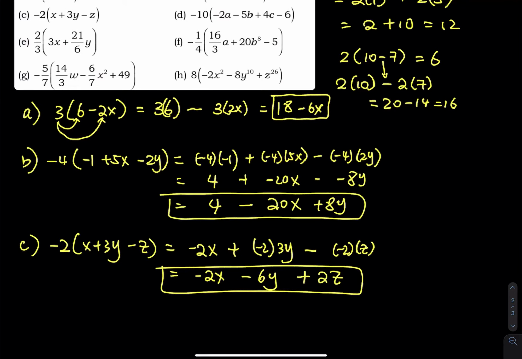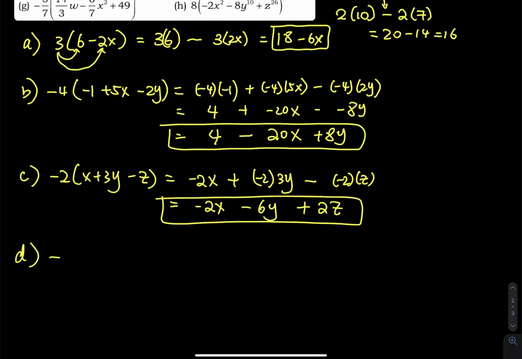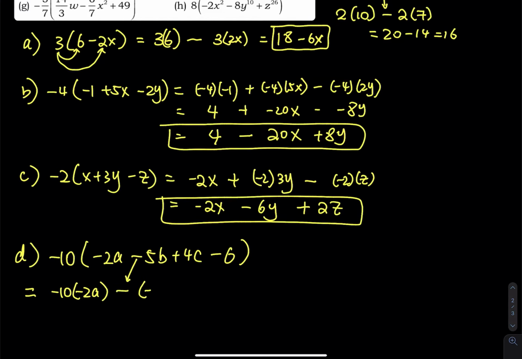D is negative 10 times negative 2a minus 5b plus 4c minus 6. So we put the negative 10 in front of every member inside the parentheses. So negative 10 times negative 2a, and then the minus will carry over, negative 10 times 5b. We carry over the plus, negative 10 times 4c, and then we carry over the minus, negative 10 in parentheses, because I don't want to do a minus minus kind of thing, times 6.